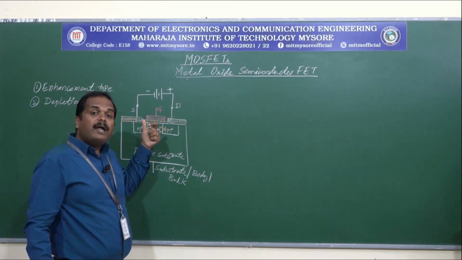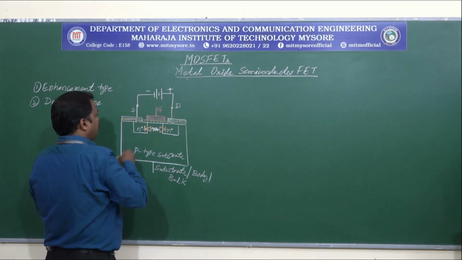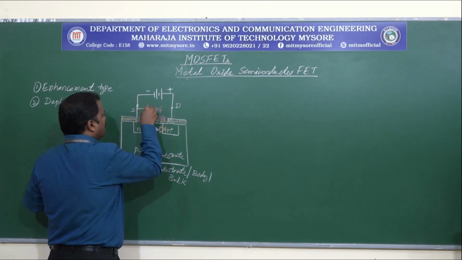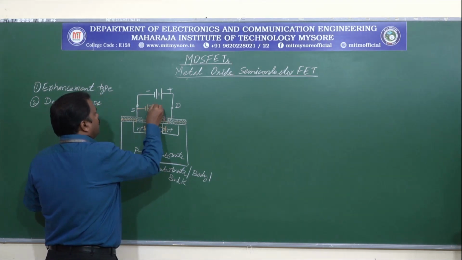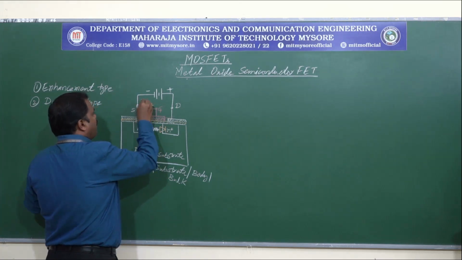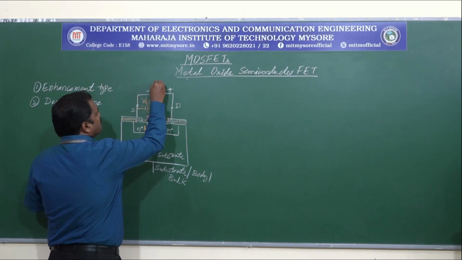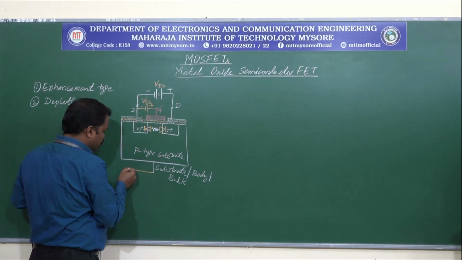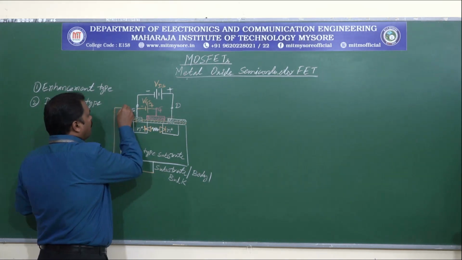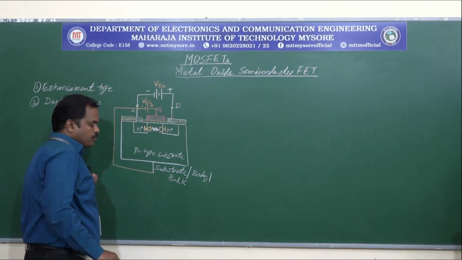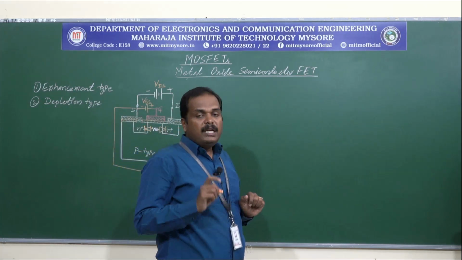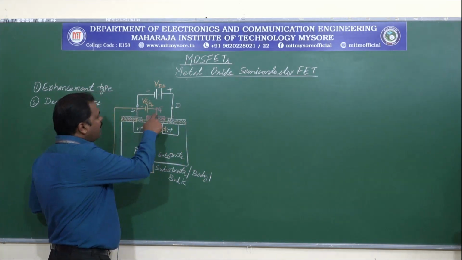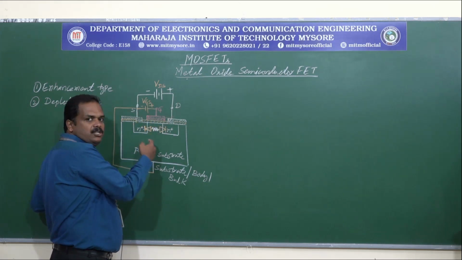What if I have not applied anything? Let me connect something like this. Let this be plus and this be minus. Let us call this VGS. This is VDS, and this should not be left open. This should be connected at the source potential. Now what happens? If VGS is equal to 0, then that doesn't make any change.